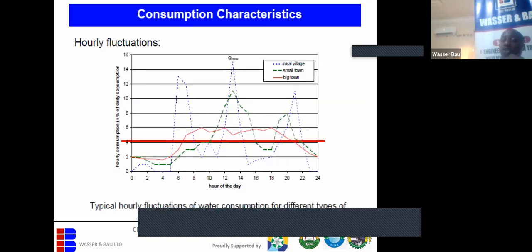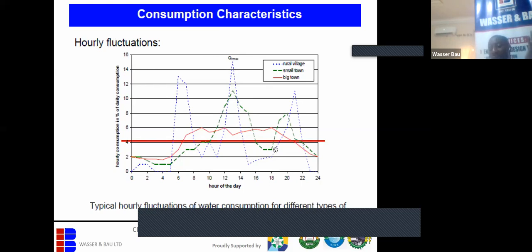Then the next one is your consumption characteristics. You can see that in a 24-hour day, the consumption varies. For rural areas, for small towns, for big towns, there are different consumption patterns. For the small town, the rural town, between the hour of 0 and 5 o'clock in the morning, most people are sleeping. Immediately it's 5 o'clock, the demand jumps up. Then around 8 or 9 o'clock, it goes down. Then in the afternoon, when they are coming back from the farm, in quotes, you see the demand goes up again, and then it goes down again.